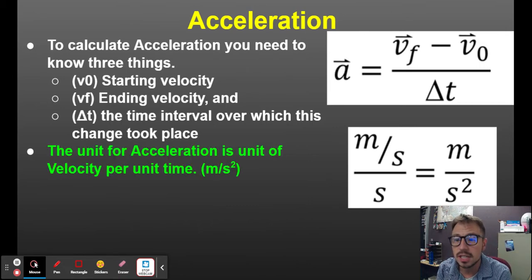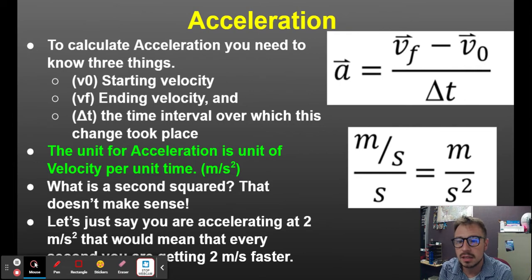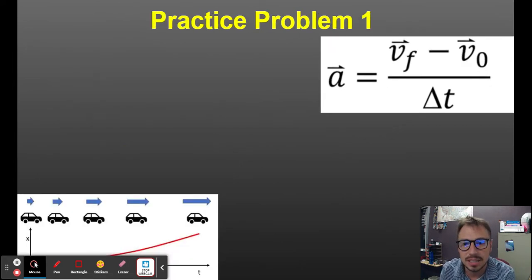Now, the unit for acceleration is a unit of velocity per unit time, or meters per second squared. Now, a second squared, that's not a unit of time. It's not like a special unit of time. What that means is that it's technically meters per second per second. How much faster is that object traveling every second? And that is what an acceleration is.